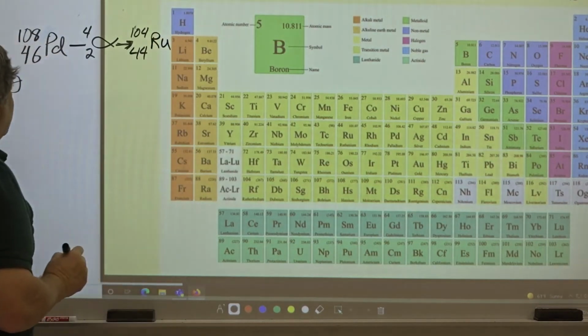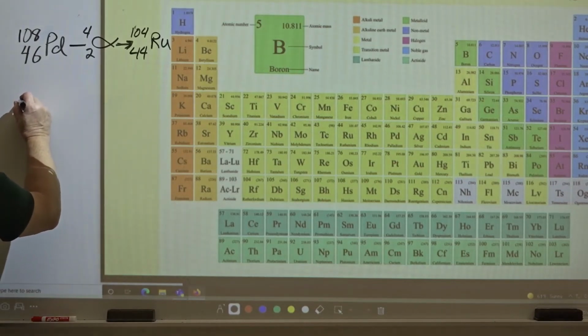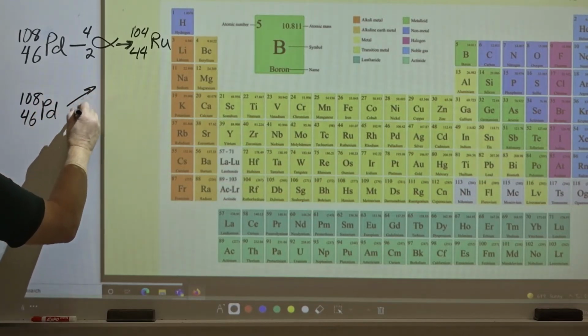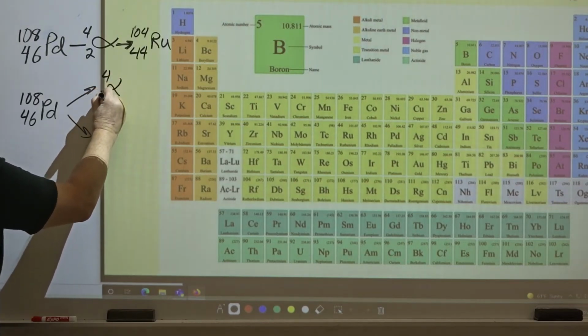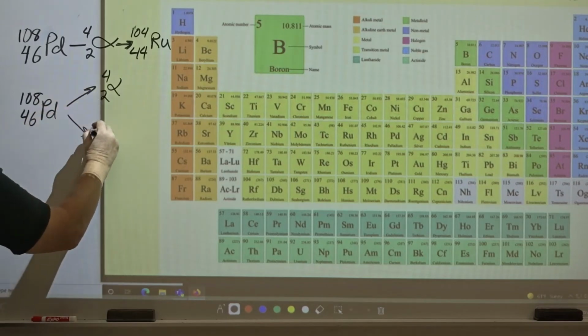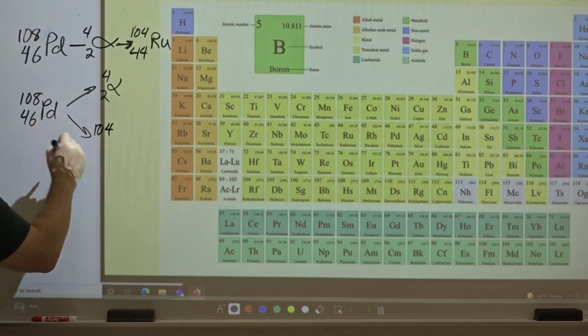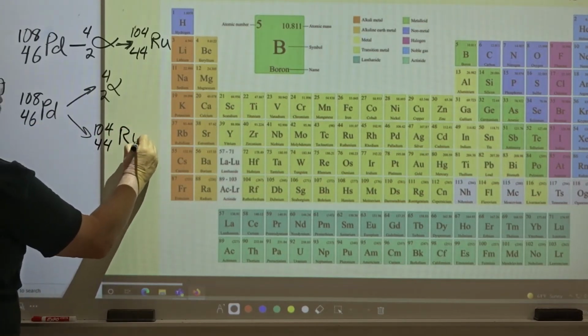as our new isotope. Again, we can do this in a number of different ways. We can do it the way that I like doing it. Say that it breaks up into an alpha particle, and then what's left over after we take away 4? 104. What's left after we take away 2 from 46? 44. And again, that leaves us with ruthenium.